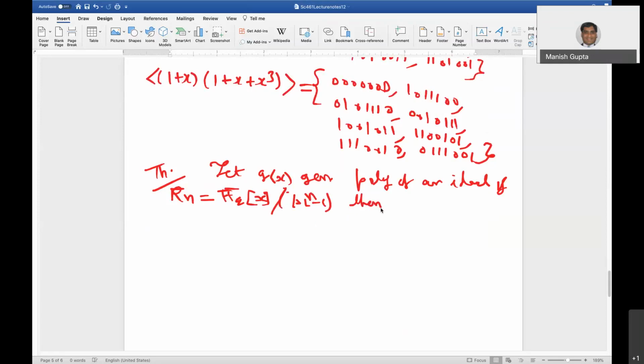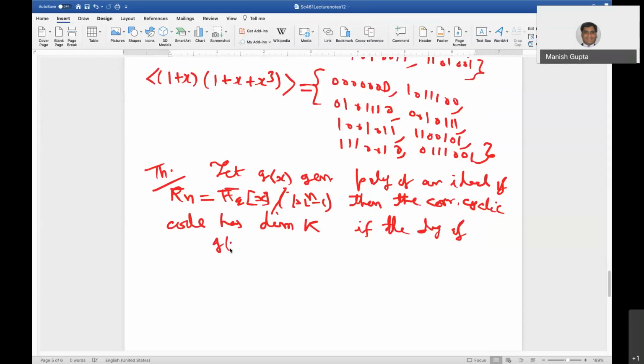Then the corresponding cyclic code has dimension k, if the degree of g(x) is n minus k, and in that case, C is generated by g(x). If g(x) is of degree n minus k, then the dimension of C is k. So how this encoding is done, let me show you.